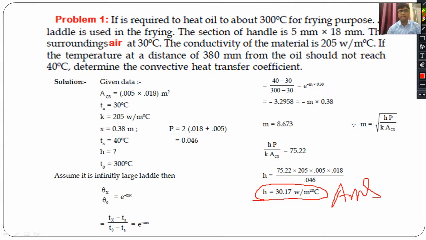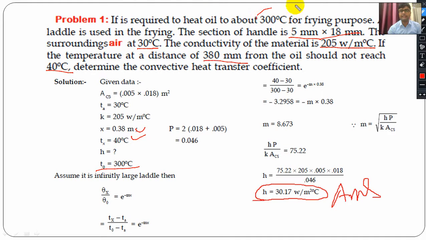Okay, for this purpose I am just considering the important data. The area of cross section of the ladle is given, 5 into 18 mm. The ambient air temperature is 30 degrees centigrade. Conductivity is 205 watt per meter degree centigrade, and the temperature is 40 degrees centigrade at 380 mm distance, which is mentioned in the given data, and the ambient air.